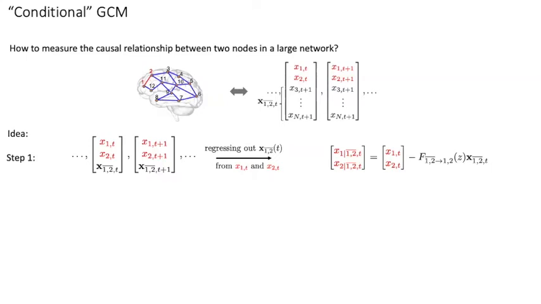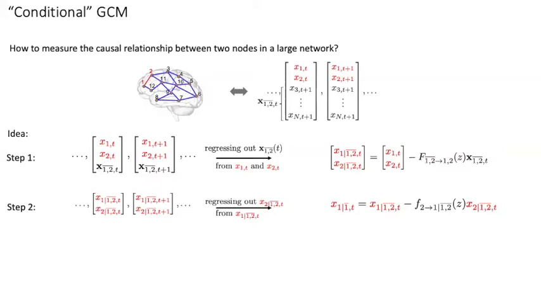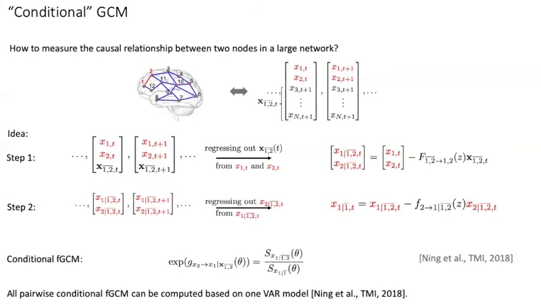For example, we can combine all the variables into a new variable, X1,2 complement, the complementary set of 1, 2. We can first regress out this variable from the two-dimensional process using the entropy rate minimization process. Then we have a new two-dimensional process. For the new process, we apply the standard Granger causality measure by regressing out this new variable from this variable. In the end, we define the conditional Granger causality measure as the difference between the original power spectral of this process divided by the power spectral of this process.